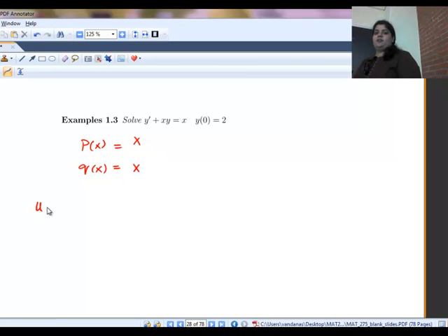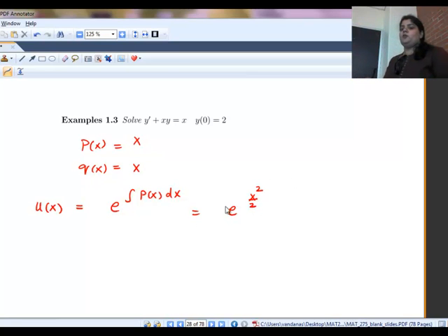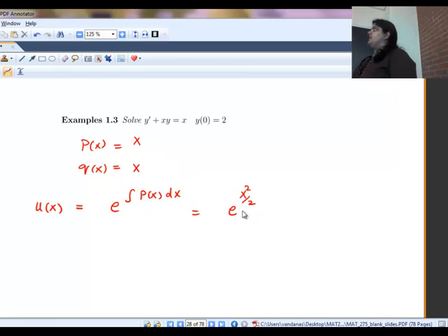Now the integrating factor u of x is e to the power integral of p(x) dx, which is e to the power x square over 2. Now you will not put a constant of integration in here. Never put a constant of integration in the integrating factor. We can go over to this, but let's finish this problem first. So we will not put a constant of integration here. This is the integrating factor. Now we will multiply by the integrating factor throughout this differential equation.